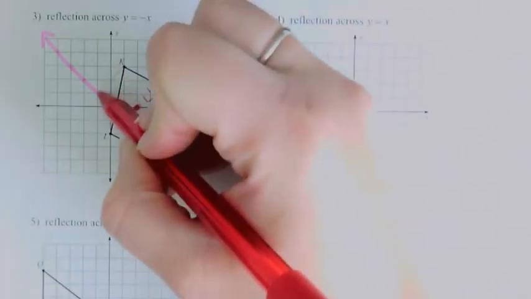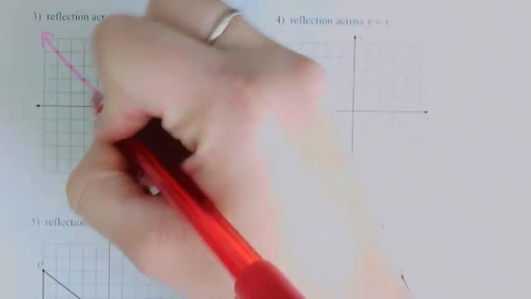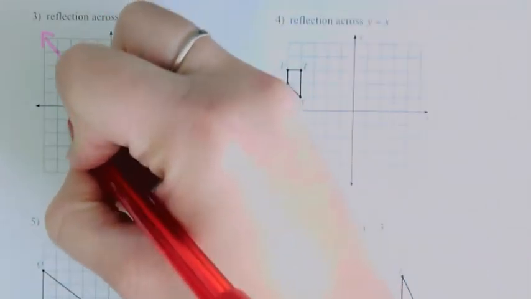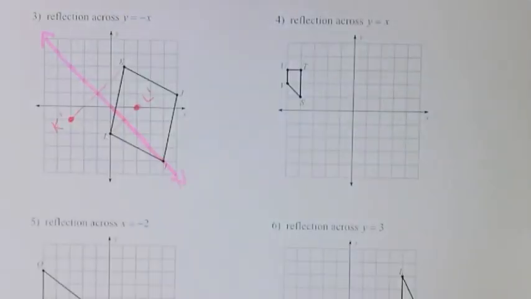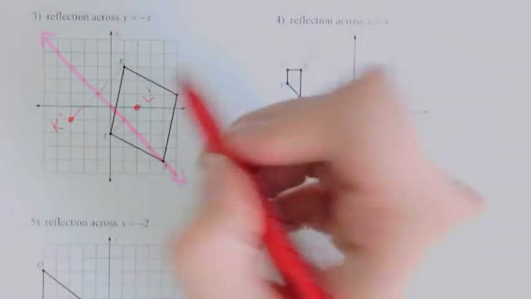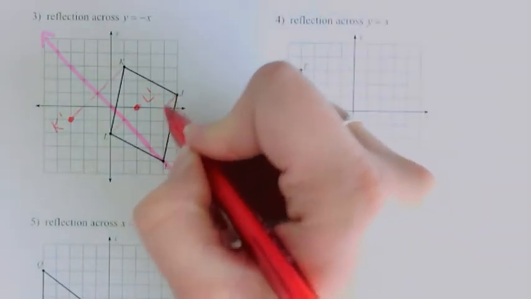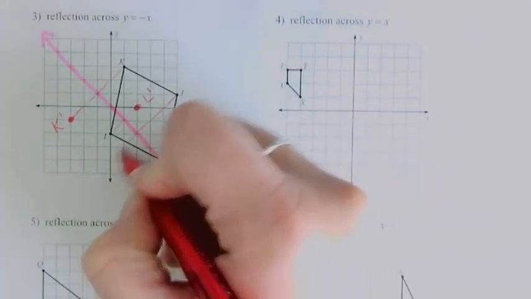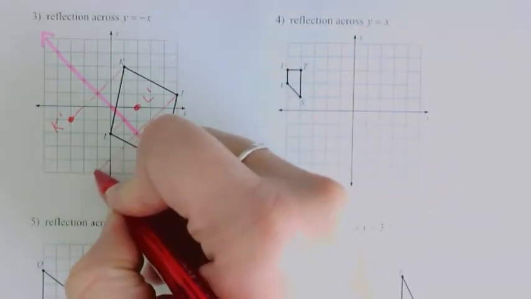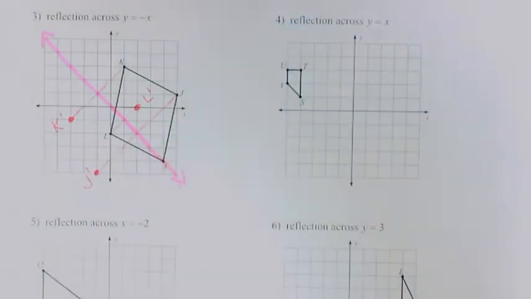Next, point K, we have to go diagonally 2 boxes to get to the line. So we are going to go on the other side of the line in the same direction, 2 boxes diagonally. This will be your new point K, K prime. Next, point J, we have to go 1, 2, 3 boxes diagonally to get to the line, so we will go on the other side 3 boxes diagonally. This is your new point J prime.